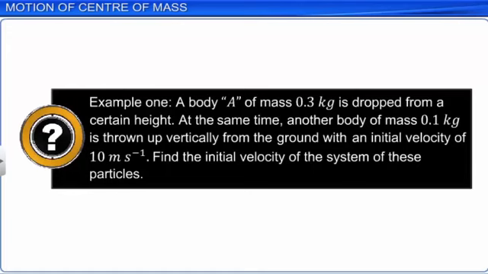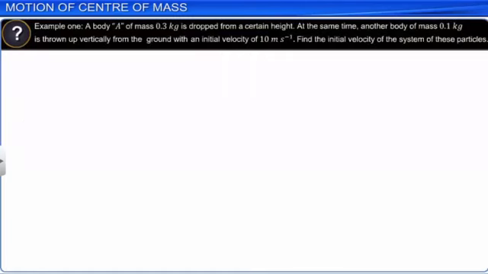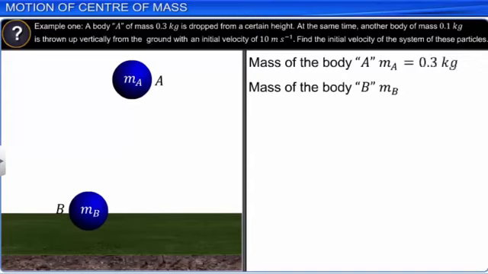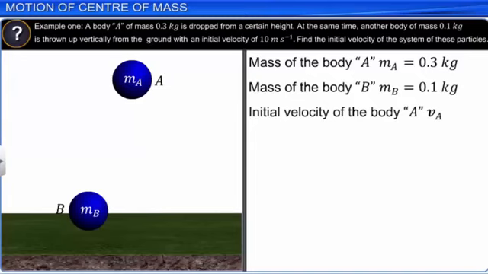For the body A, if mass of the body is ma, and for the body B, if mass of the body is mb, then ma is equal to 0.3 kilogram and mb is equal to 0.1 kilogram. For the body A, initial velocity Va is equal to 0. And for the body B, initial velocity Vb is equal to 10 meter per second.